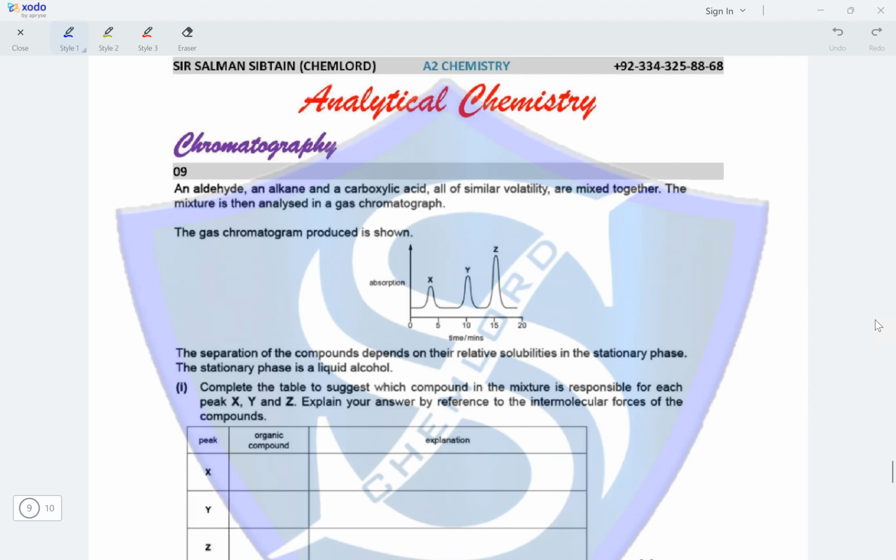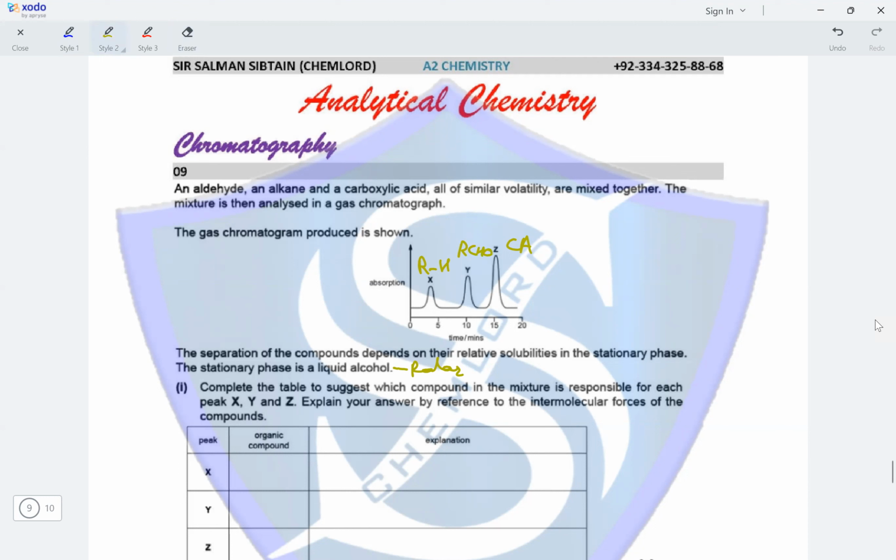The separation of the compounds depends on their relative solubilities in the stationary phase, and the stationary phase is a liquid alcohol. So if it is a liquid alcohol, that makes it polar. So the most polar would be the one that comes out last, that would be the carboxylic acid. The least polar would come out first, that would make it the alkane, and the one in the middle would be the aldehyde. So we have already identified which peak corresponds to which organic compound.